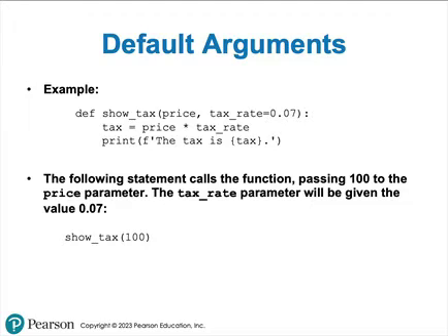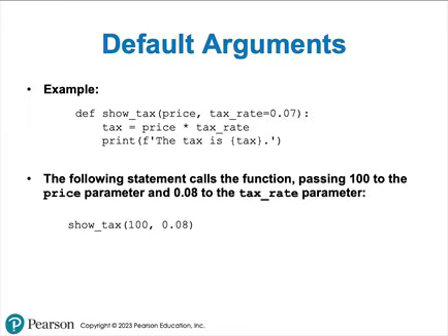Here it is calling it with the default, and the reason is because we pass in a price of 100, but we do not pass in a tax rate. Here, if for some reason we needed to use an 8% tax rate, then we would pass in the second argument, the 0.08, which would be an 8% tax rate.